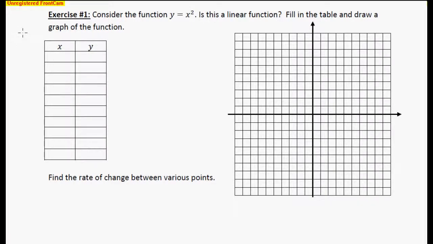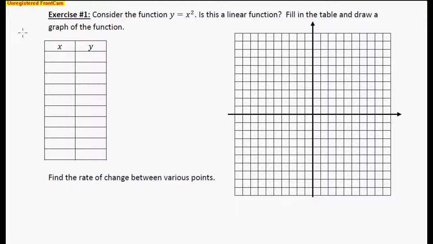Here's number one. Now, the math that we're going to do here is not any different than what we've done before. This first one says consider the function y equals x squared. Is this a linear function? In order to figure that out, there's a couple different ways. You can fill in the table and draw a graph, and you can look at the graph and see if it makes a straight line. If it does, then it's a linear function. If it doesn't, then obviously it's not a linear function.